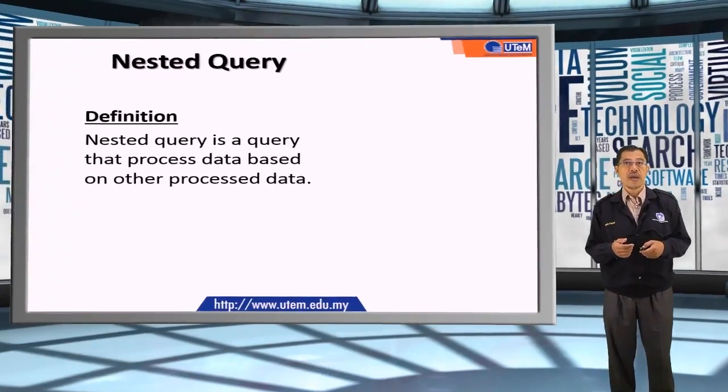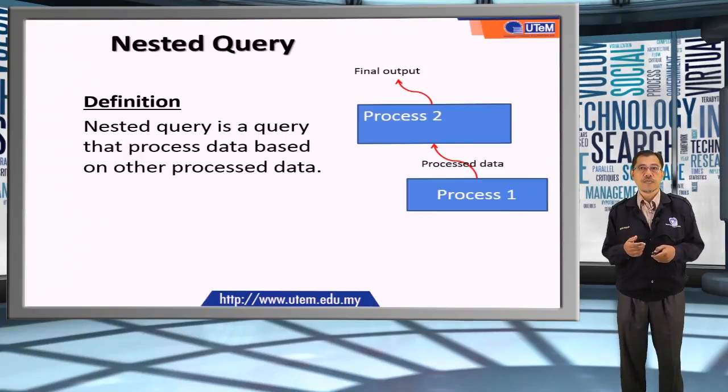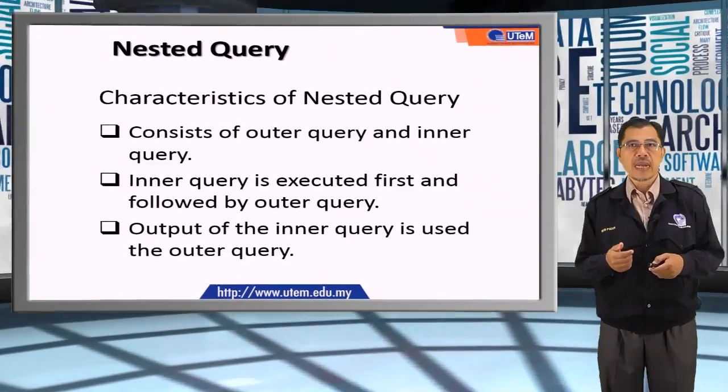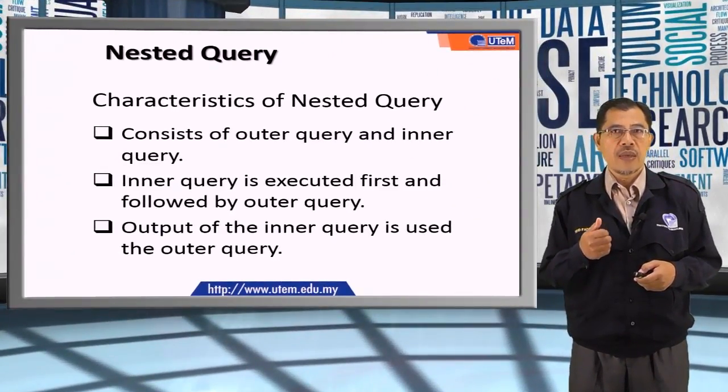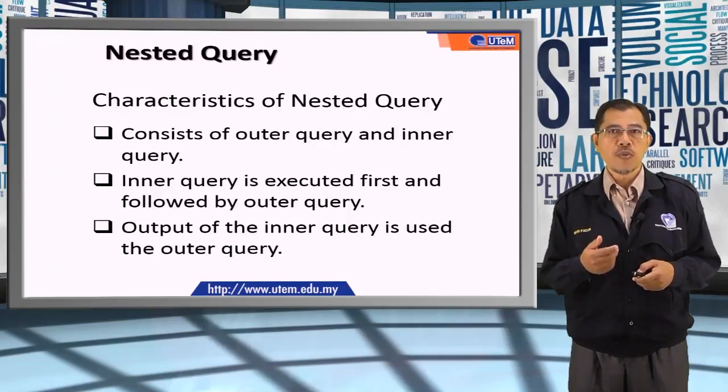Nested query is defined as a query that processes data based on other processed data, which means the output of one process becomes the input to another process that produces the final output. The main characteristics of nested query are: it first consists of outer and inner query, whereby the inner query is executed first and followed by the outer query. The output of the inner query is used by the outer query.